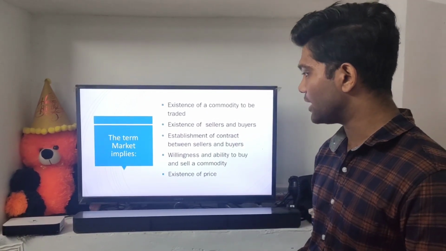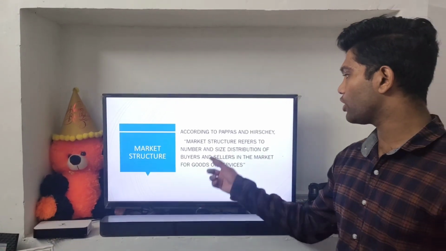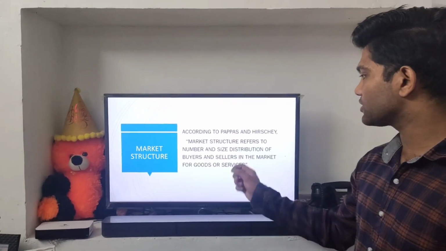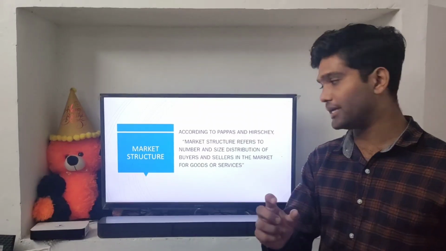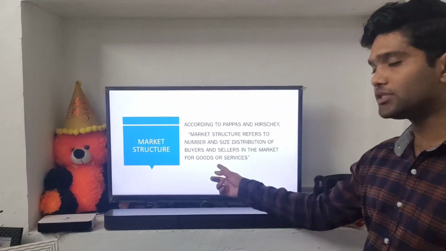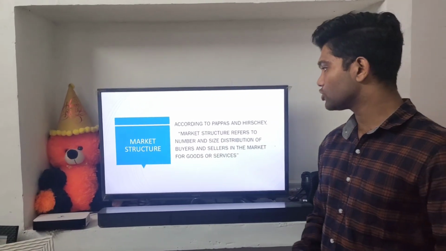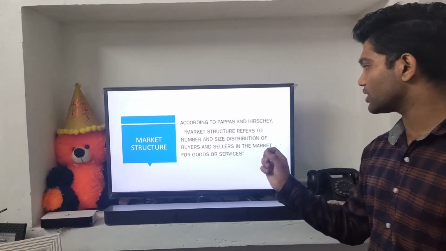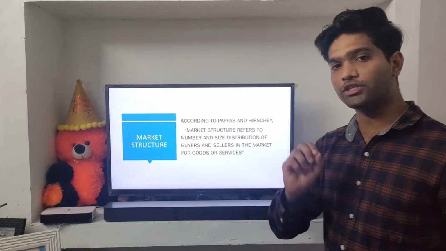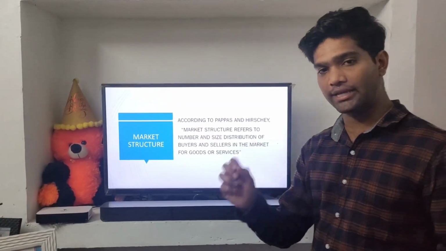And the next one is the market structure. According to Pappas and Harris, market structure refers to the number and size distribution of the buyers and the sellers in the markets for goods and services. So according to Pappas and Harris, the market structure refers to the number and the size distribution of the buyers and sellers in the markets for goods and services.